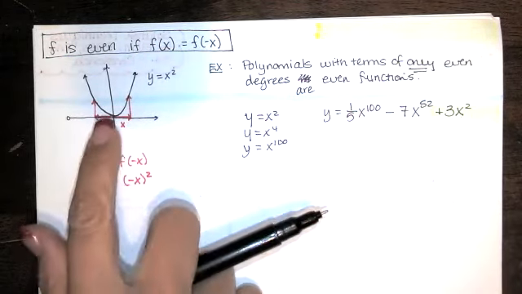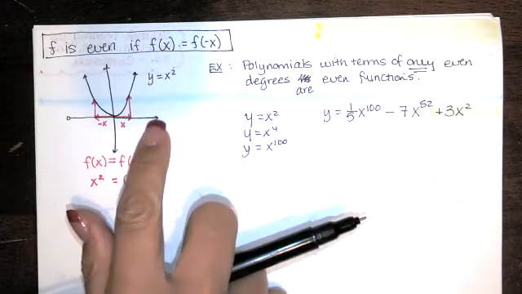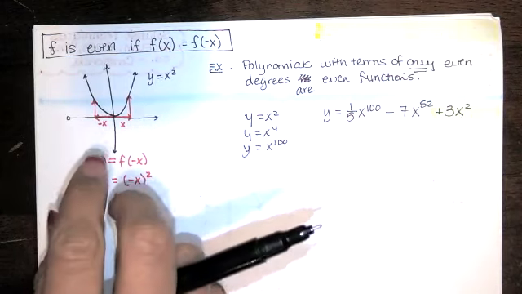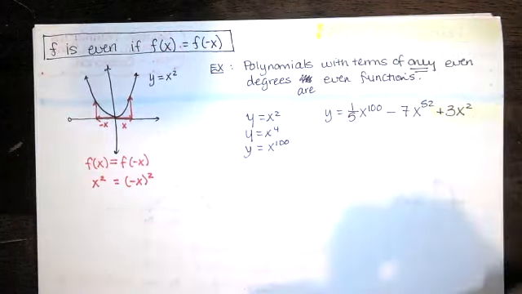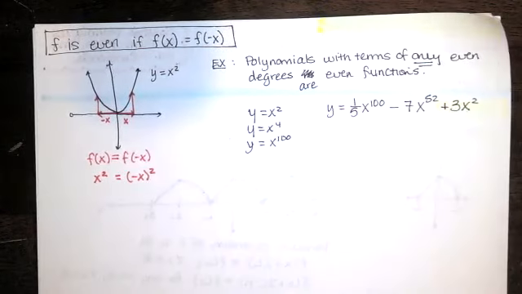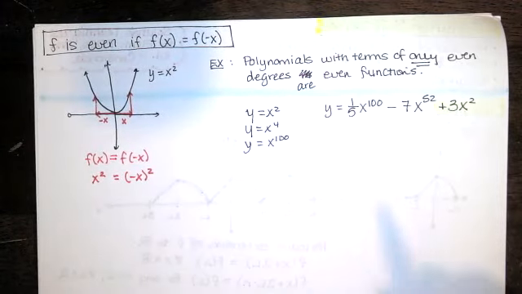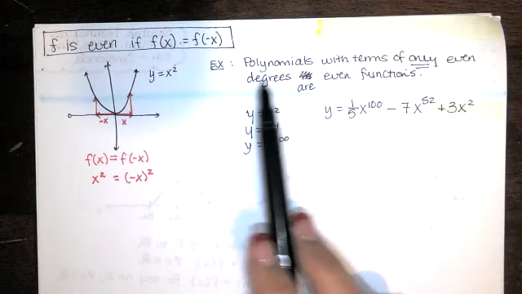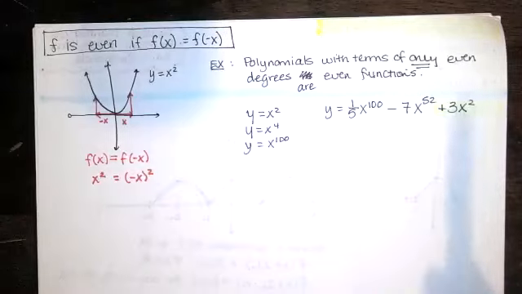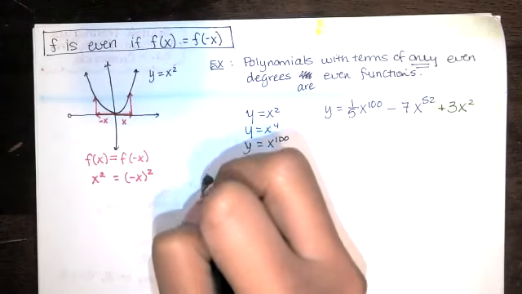So if I go x units from the origin to the right, and I go x units from the origin to the left, the y values are going to be exactly the same, as long as all of the terms have even degrees. Polynomials with terms of only even degrees are even functions.